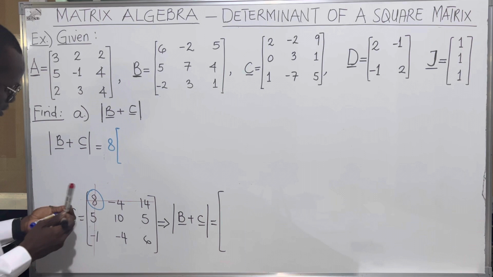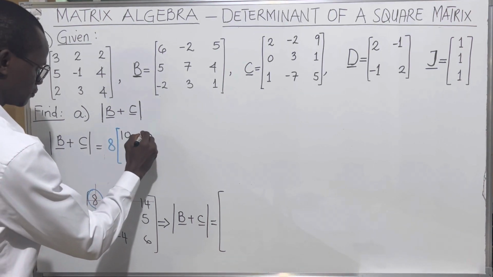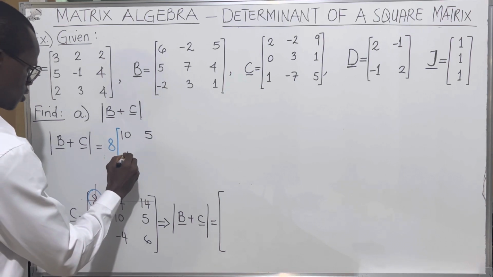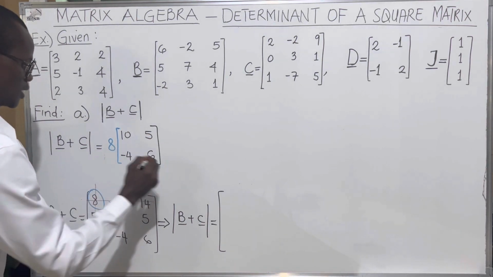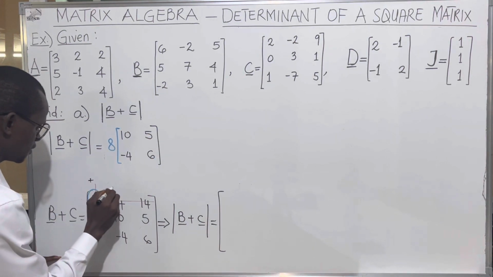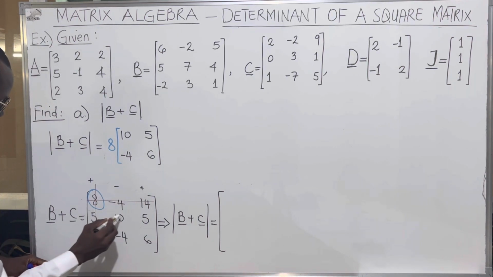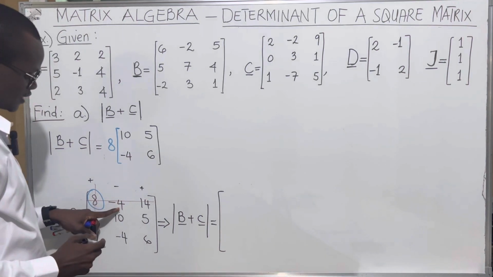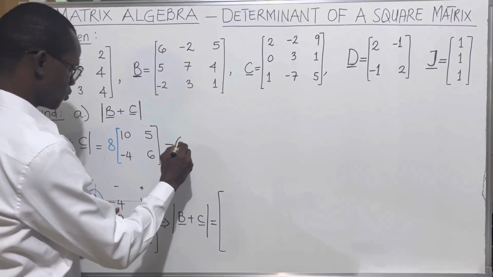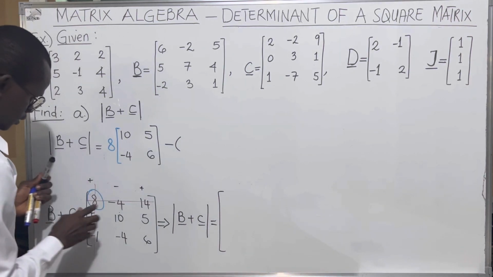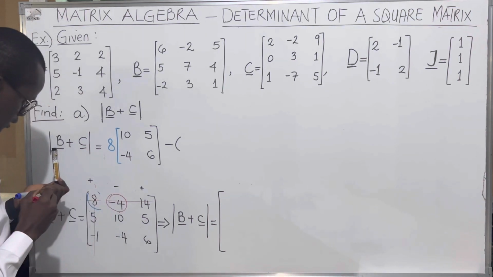So what are we left with? We are left with 10, 5, minus 4, and 6. And remember, I told you this is positive, this is negative, this is positive, and so forth. So this one is also negative, positive, negative. So the next one you will have minus, this minus. Then now you can put this minus 4 outside. So we now erase this one.